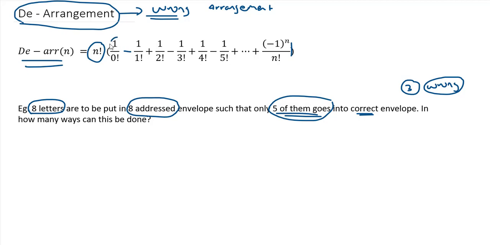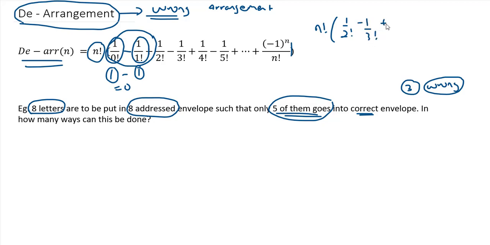Now if you notice, 1 upon 0 factorial, the value will come out to be equal to 1. 1 upon 1 factorial, the value will again come out to be equal to 1. So 1 minus 1 will become equal to 0. So this part of your formula, you can ignore it straight away. So your formula will start directly from n factorial into 1 upon 2 factorial minus 1 upon 3 factorial plus 1 upon 4 factorial minus 1 upon 5 factorial all the way up till minus 1 raised to n upon n factorial.